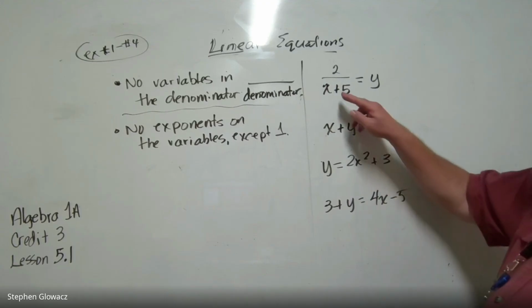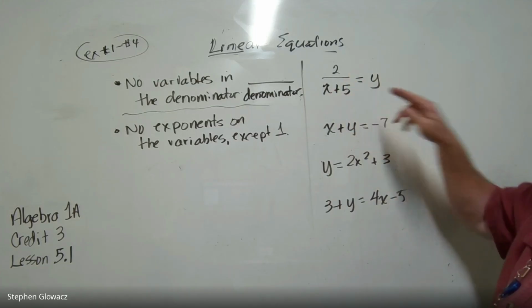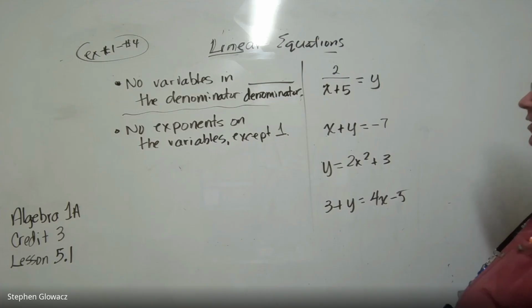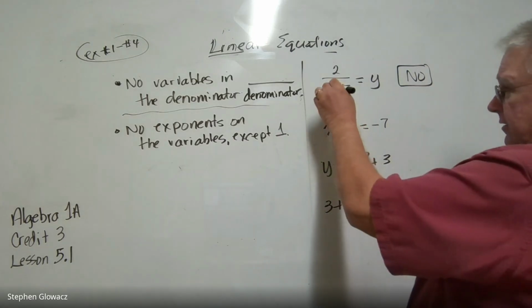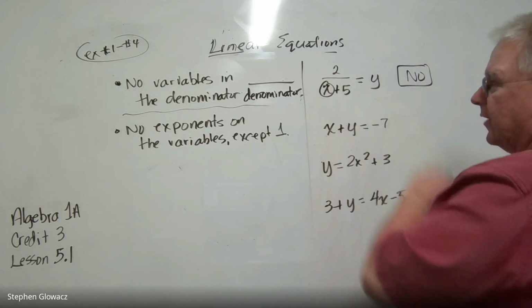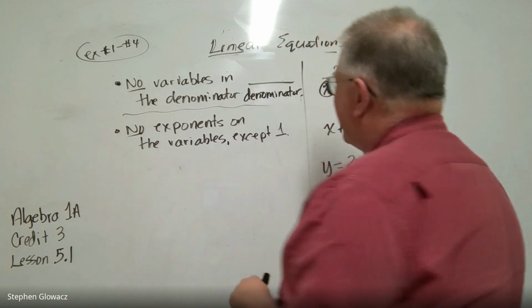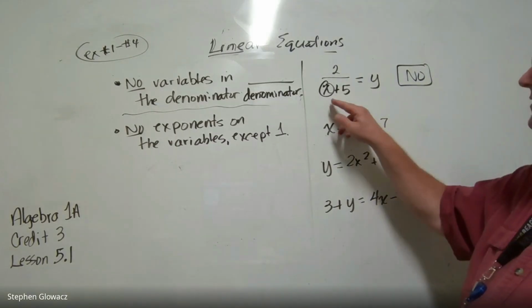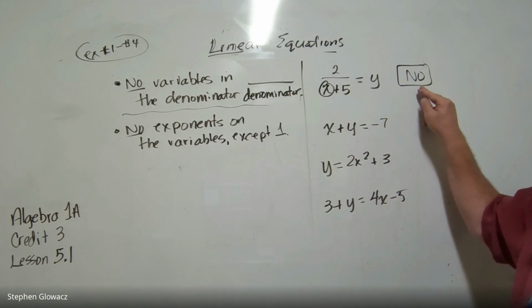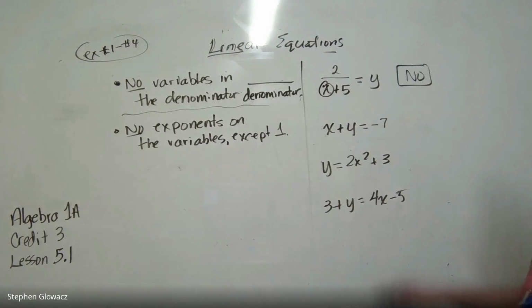All right, looking at our first equation up here, we have 2 over x plus 5 equals y. And to this one, we're going to say no. And the reason we're saying no, it's not a linear function, is because we have a variable in the denominator. Remember, that's one of our no-nos here. We can have no variables in the denominator. So if it fails the first test, we don't even need to worry about the second test because we already know that it will not be a linear function.